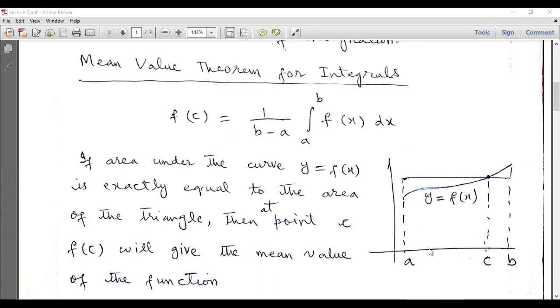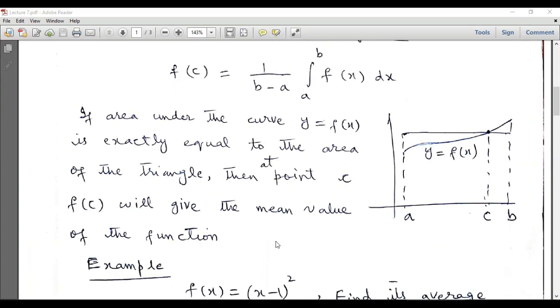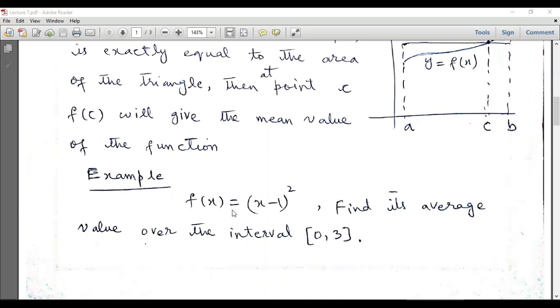For example, if we have discrete numbers and we want to get the mean value of those numbers, then we add all those numbers and divide the sum by the total number of objects. That gives us the mean value for discrete objects. But if we have a continuous function, then the mean value is evaluated by this mathematical expression. So if the area under the curve y is equal to f of x is exactly equal to the area of the rectangle, then at point c, f of c will give the mean value of the function.